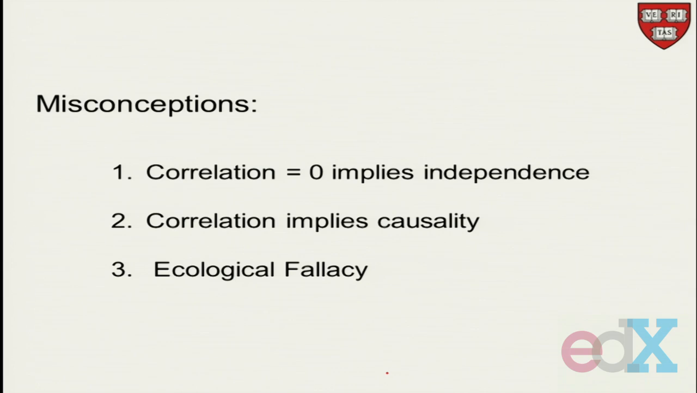Correlation equals 0 does not imply independence. Second one, this one is a very touchy one, and that is that correlation implies causality. It does not. It implies correlation. And the third is this problem with the ecological fallacy that we've just seen an example of. Okay, so let's take them one by one.